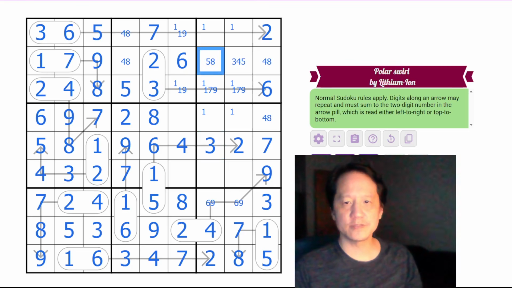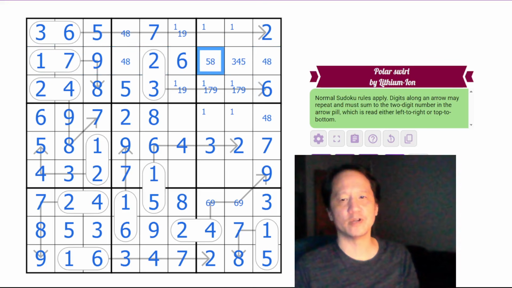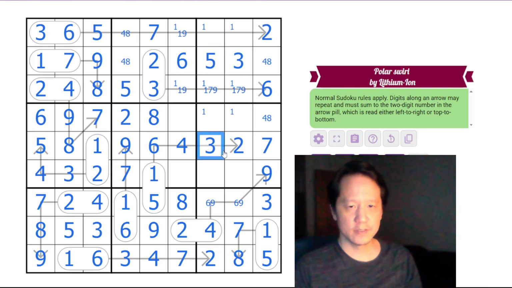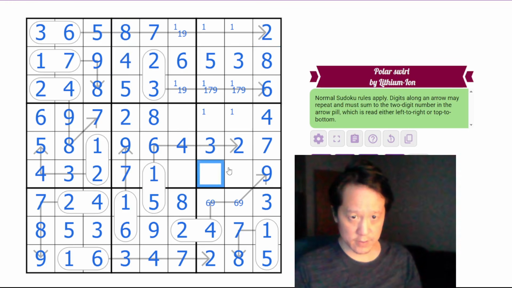3 eliminates 3 here. We have a 4, 8 pair in row 2, which eliminates 4 and 8 in the rest of the row. This can't be 4 or 8, it's 5. No 3 or 5. Sorry, no 4 or 5 here. Therefore, that's 3. 8 eliminates 8 here, so it's 4, which makes that 8, which makes that 4, which makes that 8.